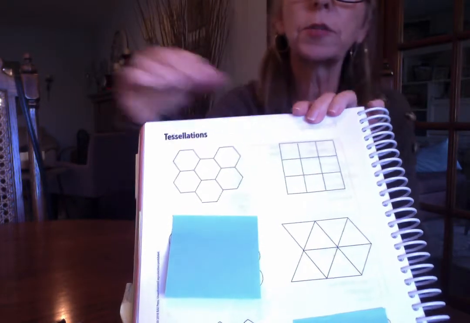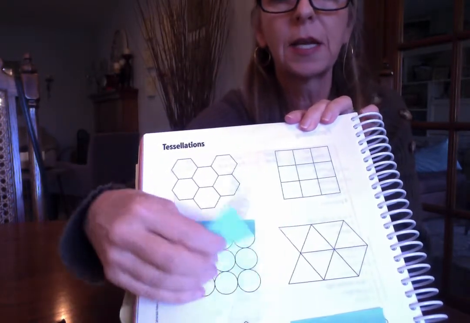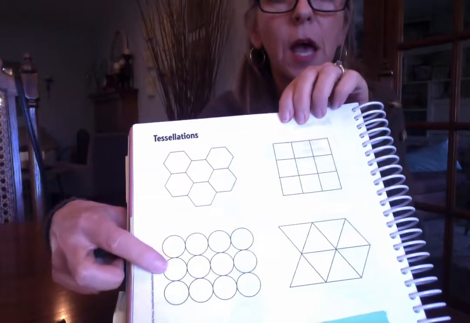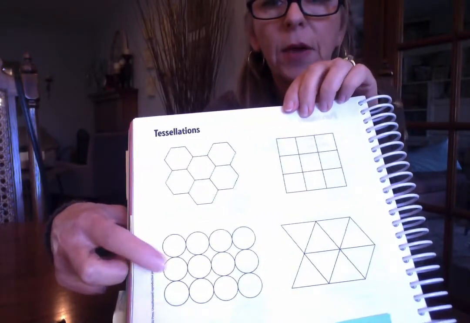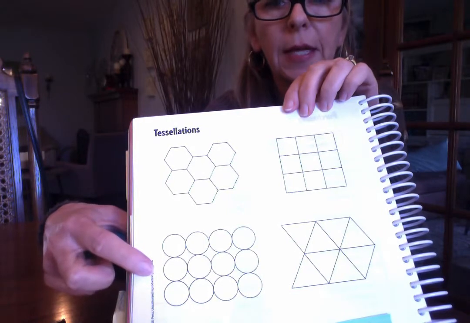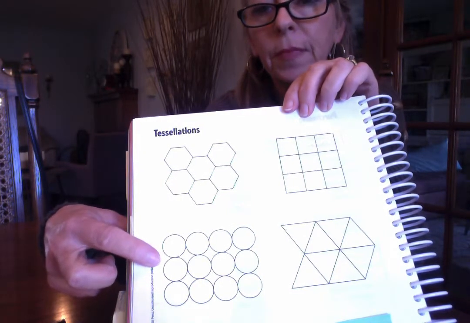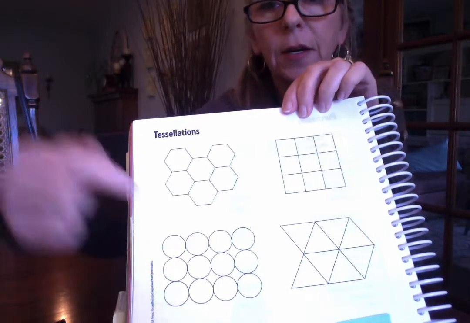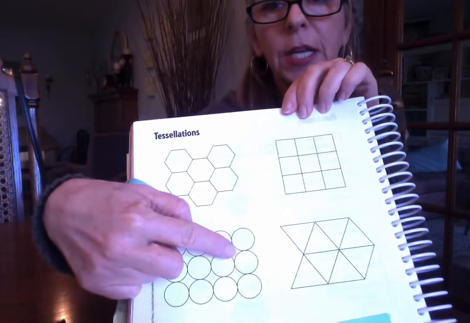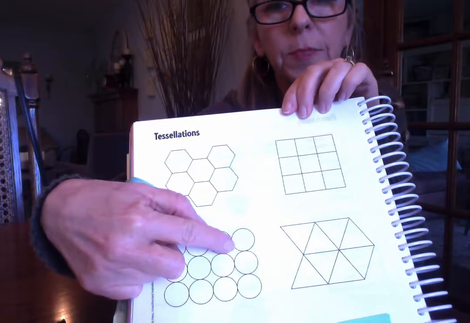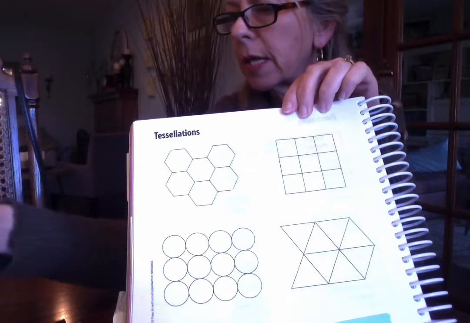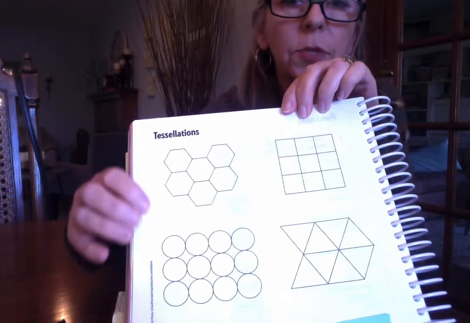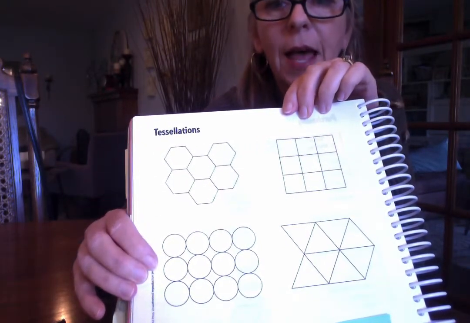Okay, so now I'm going to show you some examples that are not tessellations. So here's circles, okay? Now the circles do not make a tessellation. Do you know why? Right, there are gaps right here. So the circles aren't touching on all the parts, because remember, a circle is a closed curve. It's not a polygon. It doesn't have any sides.